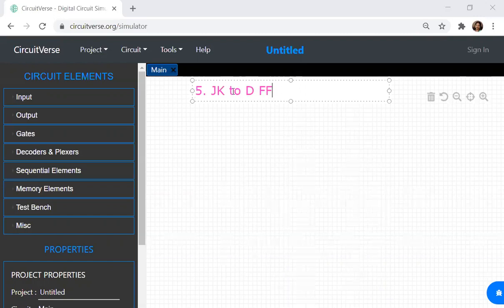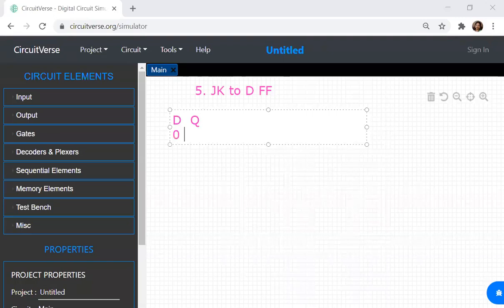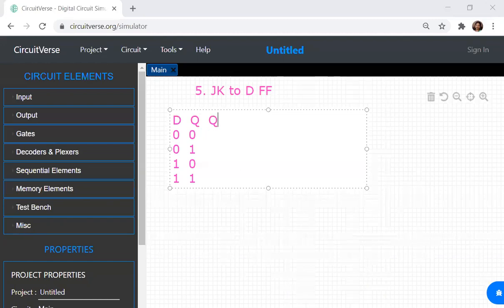Again it is telling we have D. So D and Q will be the truth table inputs. So first input will be D, the other input will be Q: 0, 0, 0, 1, 1, 0, and the next combination is 1, 1. Next, what about the next state? Next state will follow D.